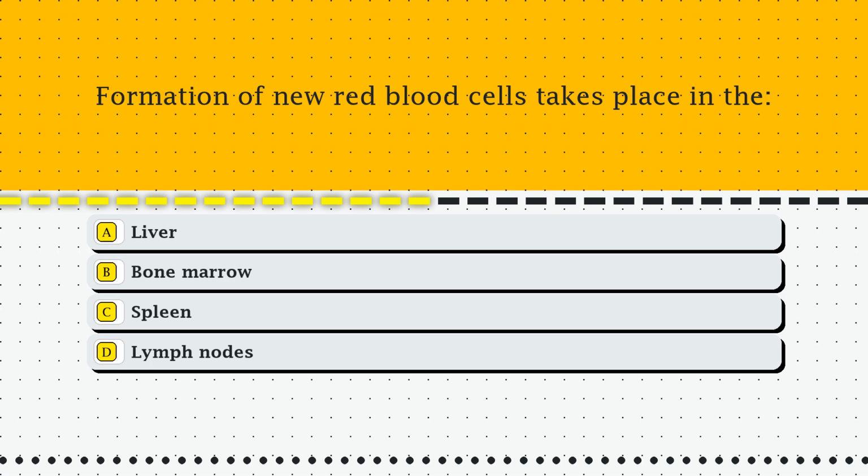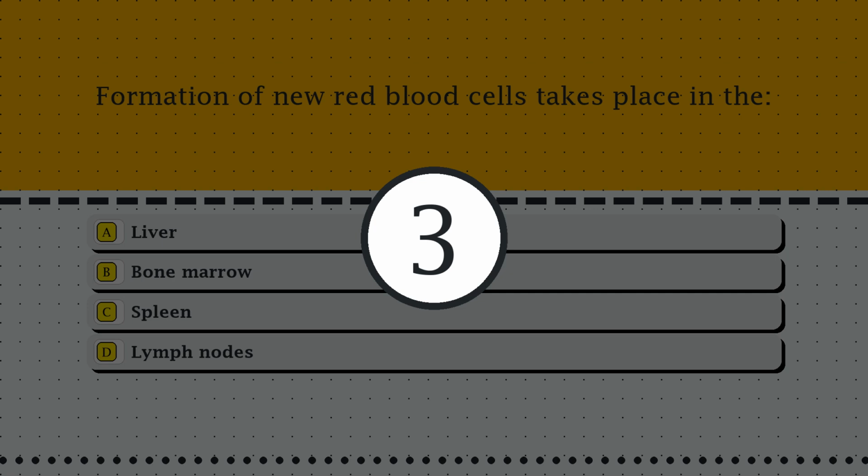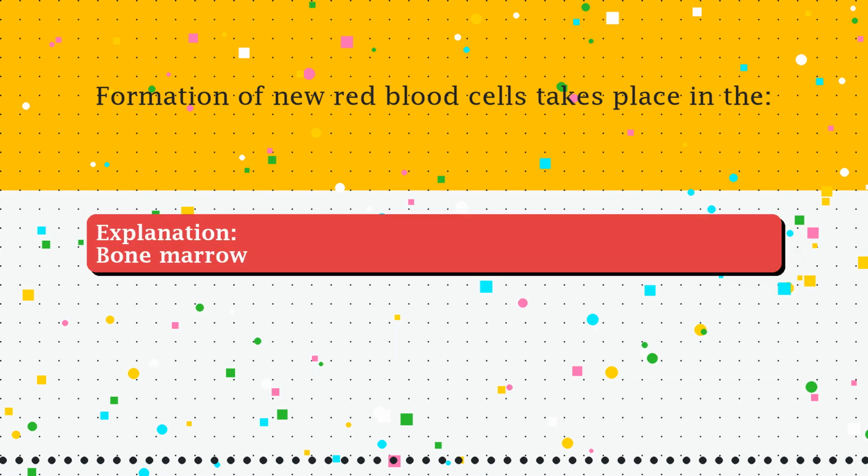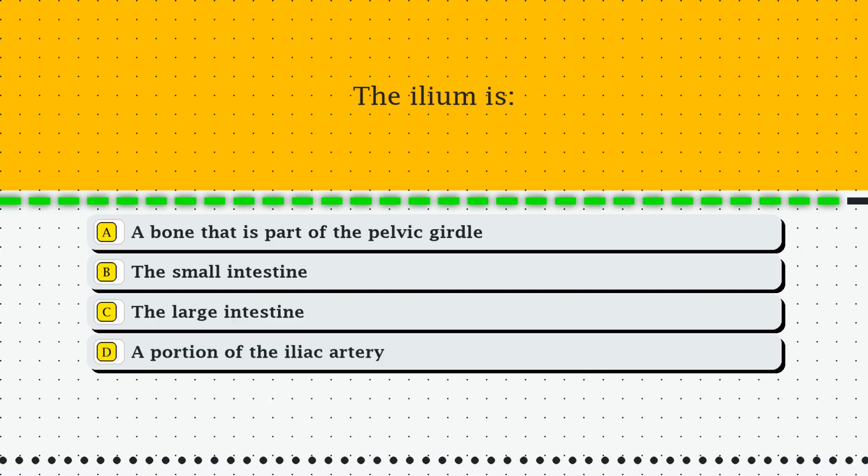Question 146. Formation of new red blood cells takes place in the: Option A, liver. Option B, bone marrow. Option C, spleen. Option D, lymph nodes. The correct answer is option B, bone marrow. Bone marrow.